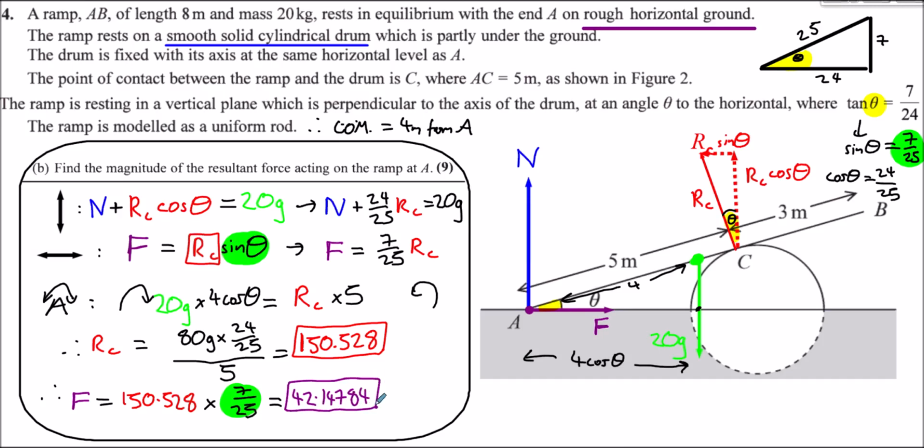And finally, we can work out what n is. So from this, we had n plus 24/25 RC as 20g. So we can also work out n. So n is going to be 20g minus 24/25 of reaction at C, which we now know is 150.528. So plug this in, work out.